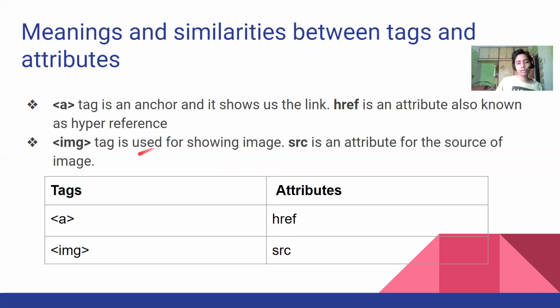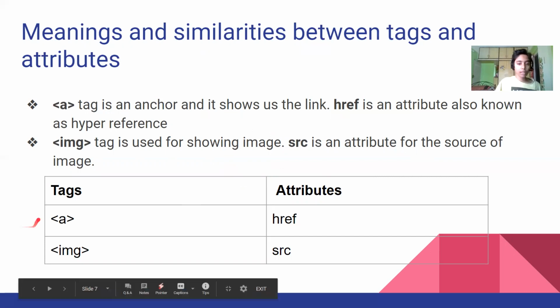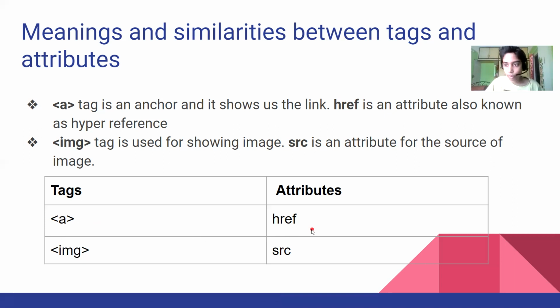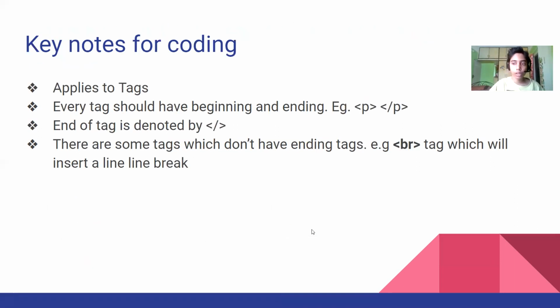The image tag is also used to show an image, and src is the source of the image. So you should remember this table because this table is really important: a tag, href; image tag, src. If you remember this, you can write code everywhere. You can just write images, pictures, and stuff in your website that you really like to do. So let's go next.